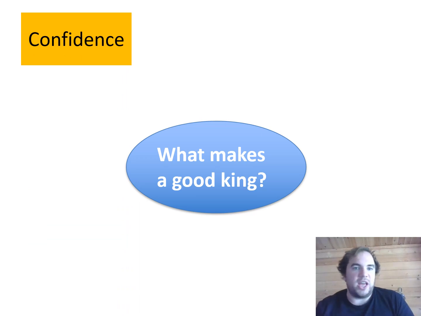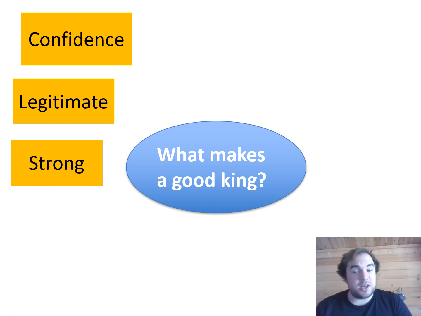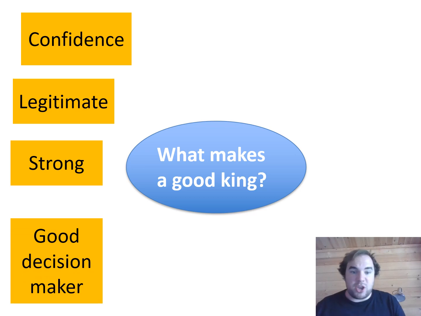We said that a good King of England would have confidence. A good King of England would be legitimate. Okay, back then that was very important. By that we mean he needed to be the son, ideally, of a previous king. Needed to be strong, both physically and in the way he could project himself, okay, to inspire confidence in his subjects. He needed to be a good decision maker.